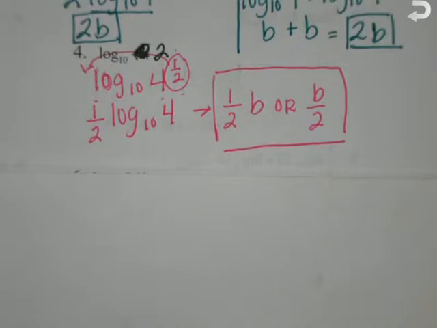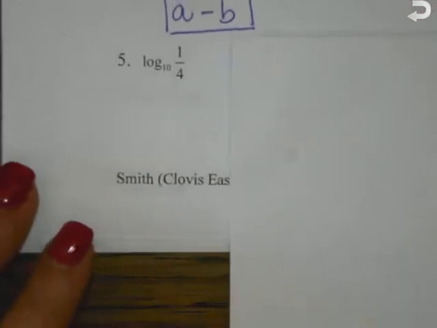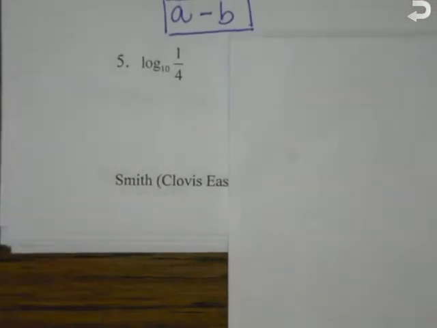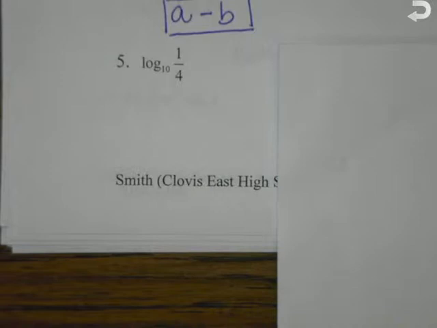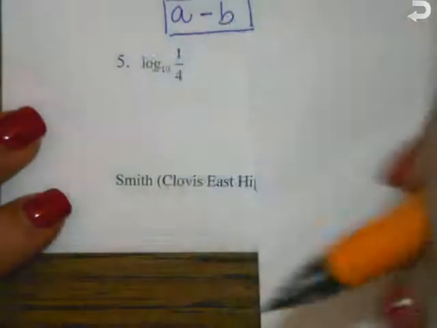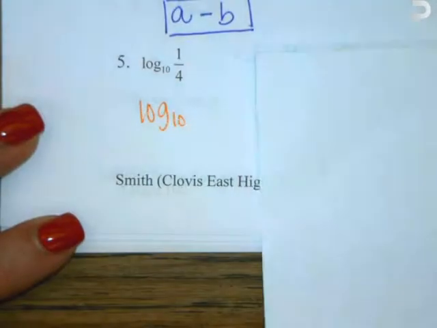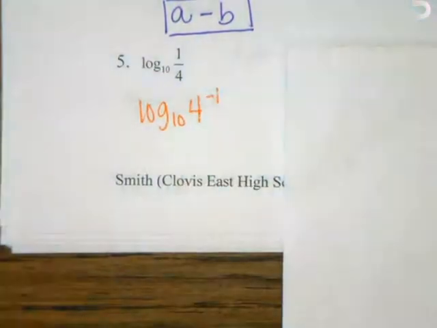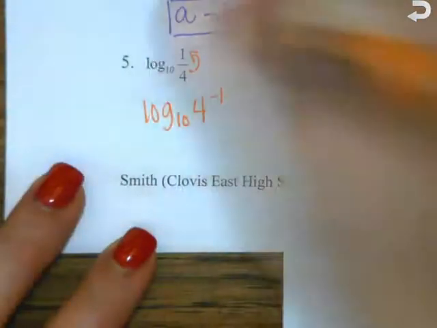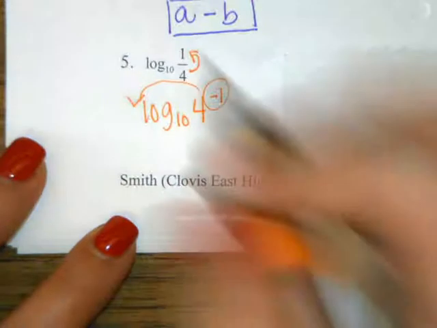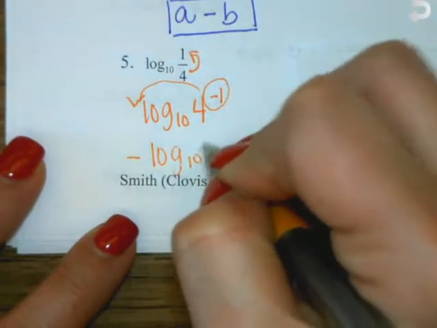Okay, number 5. Log base 10 of 1/4. I have close to log base 10 of 4, but it's not quite. How could I rewrite this so that I do have log base 10 of 4? Yes, log base 10 of 4 to the -1. So we just took that 4 in the denominator and moved it up. So then this is exactly like the one we just did. Bring that -1 out in front. So this is negative log base 10 of 4. So what does our answer come out to? Negative B.